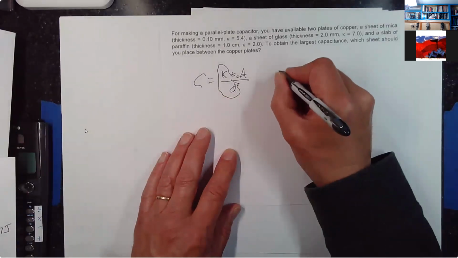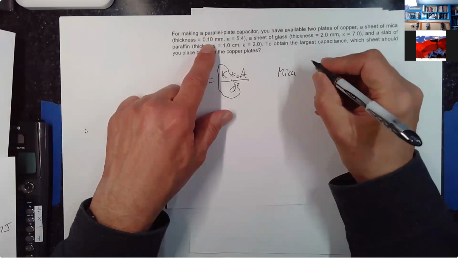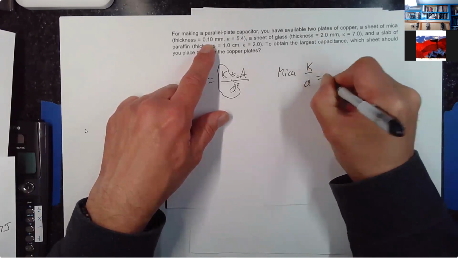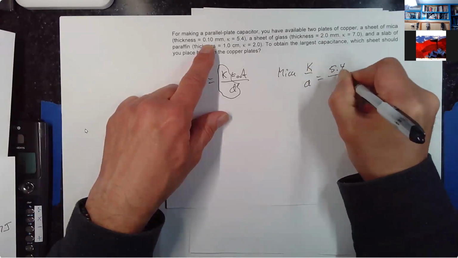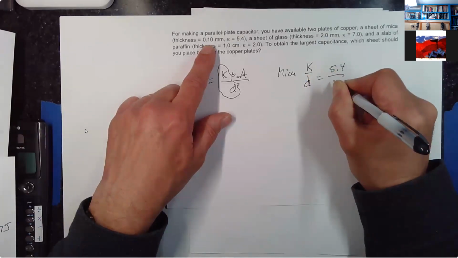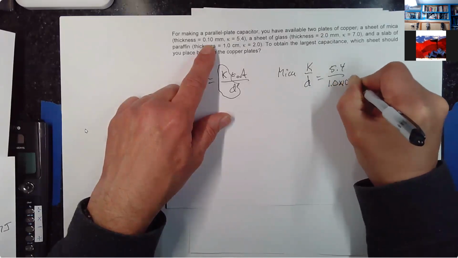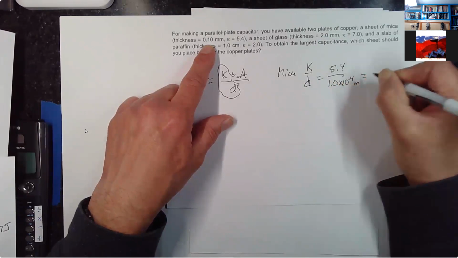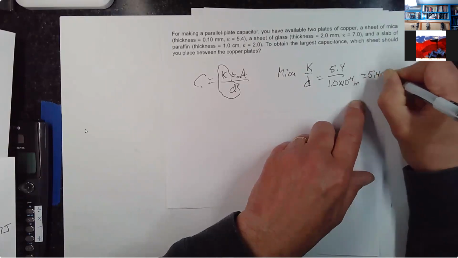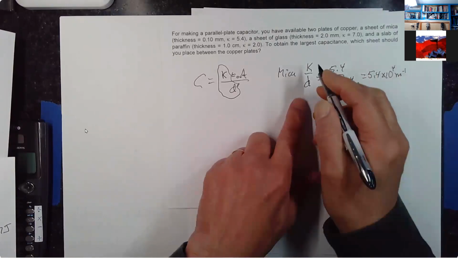So for the mica, you would have a thickness of 0.10 meters. So kappa over D is going to be 5.4, that's a kappa, divided by, I guess we could call that 1.0 times 10 to the minus 4th meters. So this thing would end up being 5.4 times 10 to the 4th meters to the minus 1, that ratio would.